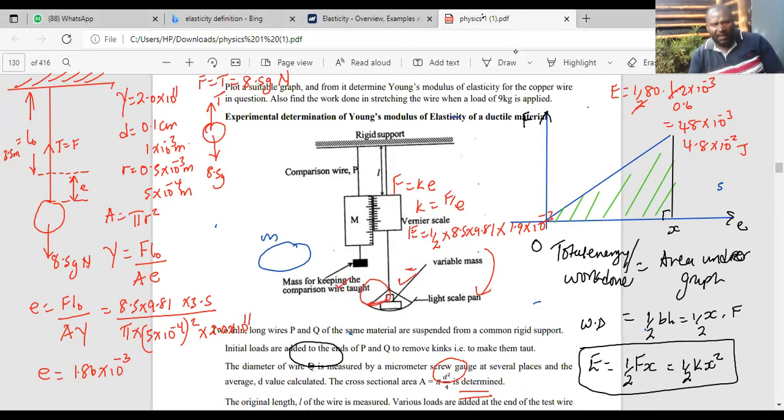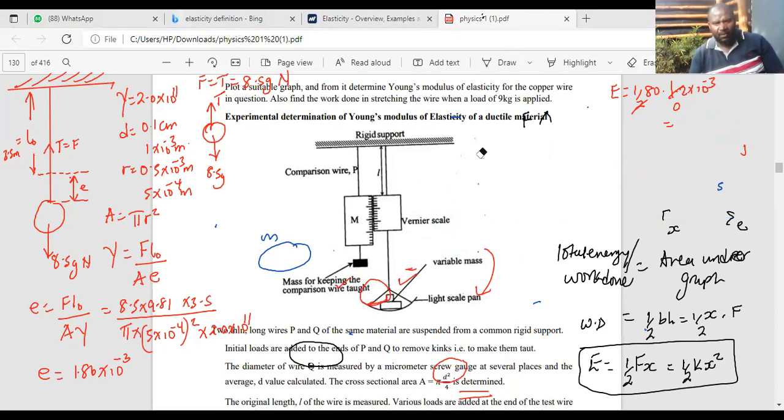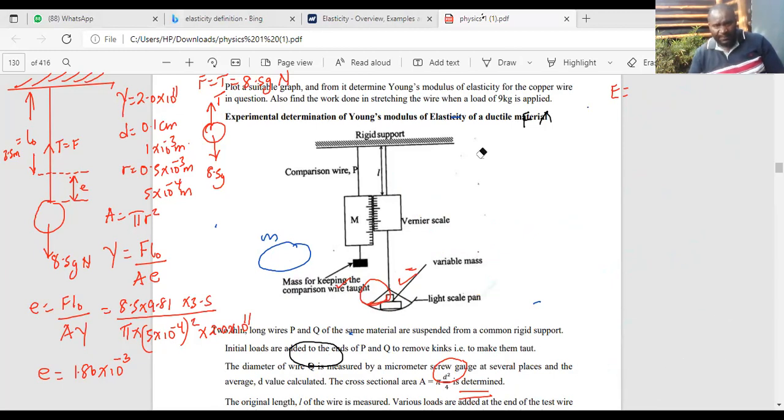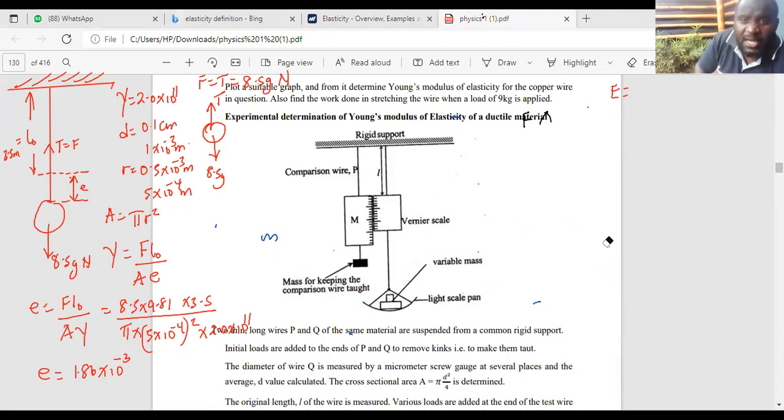Now, we have this as an experiment to determine Young's modulus of a ductile material, whereby we have two scales that are used. We have a vernier scale and the main scale. The main scale is the one which is M, and it is meant to read the value of the extension. Then the vernier scale is a reference scale that we use to check to see whether the elastic limit has not yet been exceeded. So that's why we have the two scales.